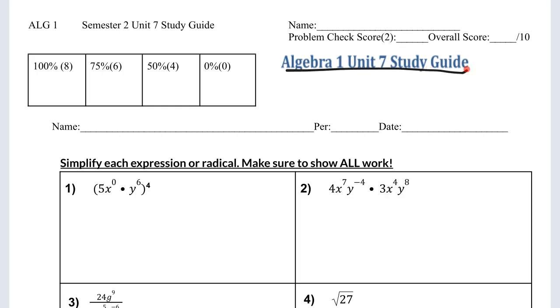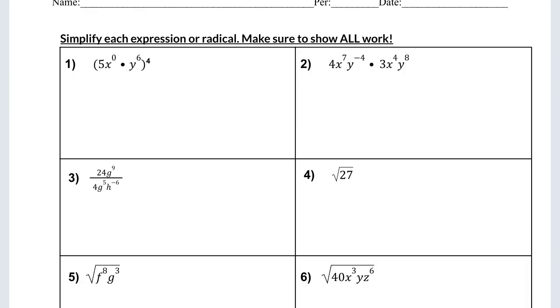The notes were the Algebra 1 Unit 7 study guide. The first part of the study guide is simplifying each expression using the law of exponents.